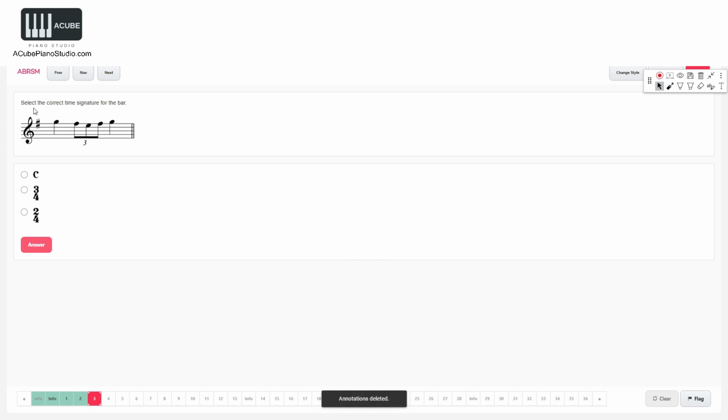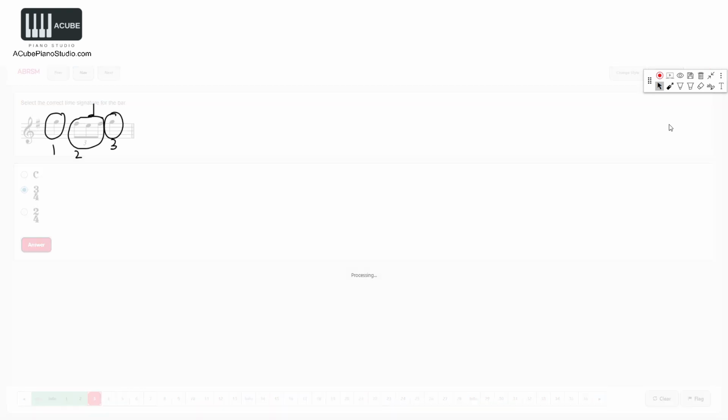Next, let's take a look at this. Select the correct time signature for the bar. So let's count this in terms of crotchet beats. So this is 1 crotchet beat. This triplet equals a crotchet beat. So this is the second crotchet beat. This is the third crotchet beat. We have 3 crotchet beats in the bar, so the time signature is 3/4 time.